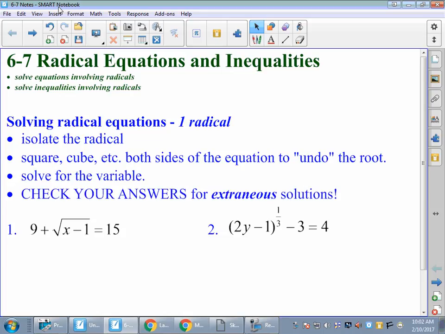We always have to check our answers for extraneous solutions. I will tell you, extraneous solutions are solutions that are wrong, but you didn't do anything wrong in the mathematics. So you did everything right. You found the solution correctly, but when you plug it back into the equation, it doesn't work. This happens when you square numbers or cube numbers.